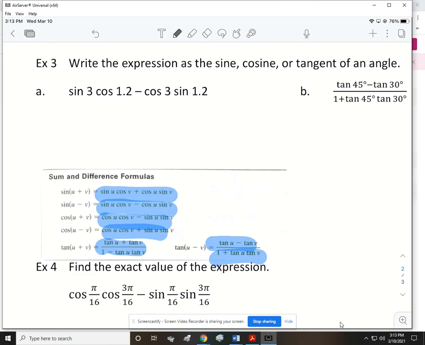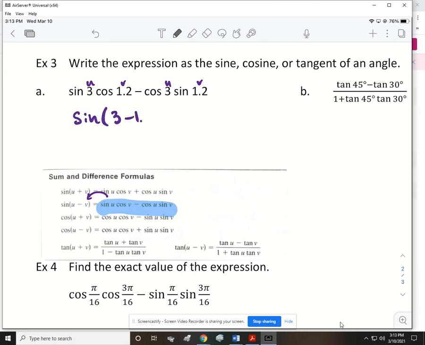All right. So on A, I have sine cosine minus cosine sine. So sine cosine minus cosine sine to me looks like that one. All right. And then I can tell that U is going to be 3 and V is going to be 1.2. All right, so I'm going to work backwards. So that means that this is really the sine of 3 minus 1.2 or the sine of 1.8. And we don't know what that is. There's no way for us to figure out. And it just tells us to write it as an expression, so we're done.